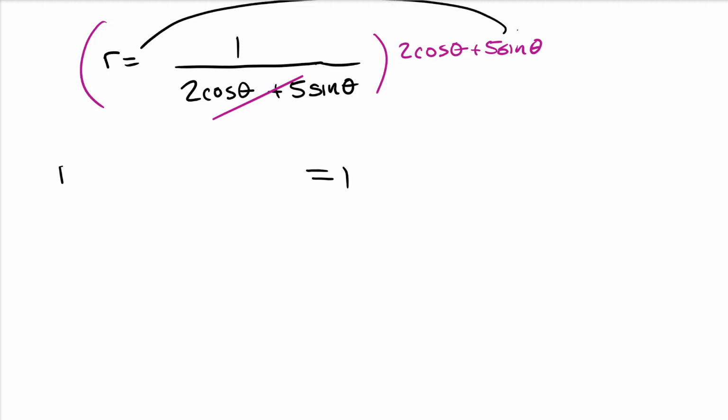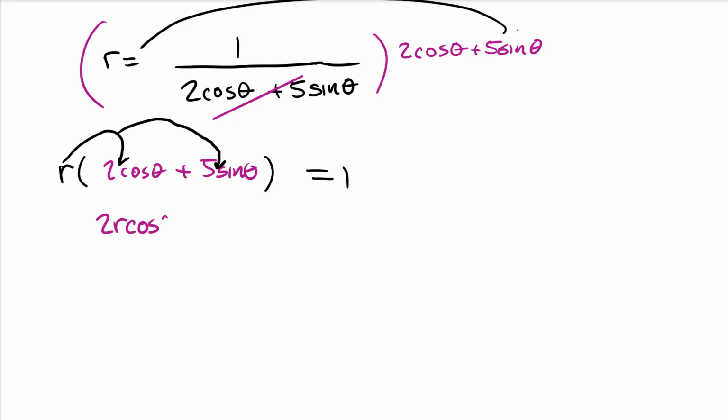Then we got to bring it over there. So we have r times, and then we put it in, 2 cosines of theta plus 5 sines of theta. Take your r's and distribute them in and put them where they go, because we need them. Oh, there we are. And then we have 2r cosine of theta plus 5r sine of theta is equal to 1. Oh, what's r cosine again? R cosine, x. What's r sine? Y. Is equal to 1.